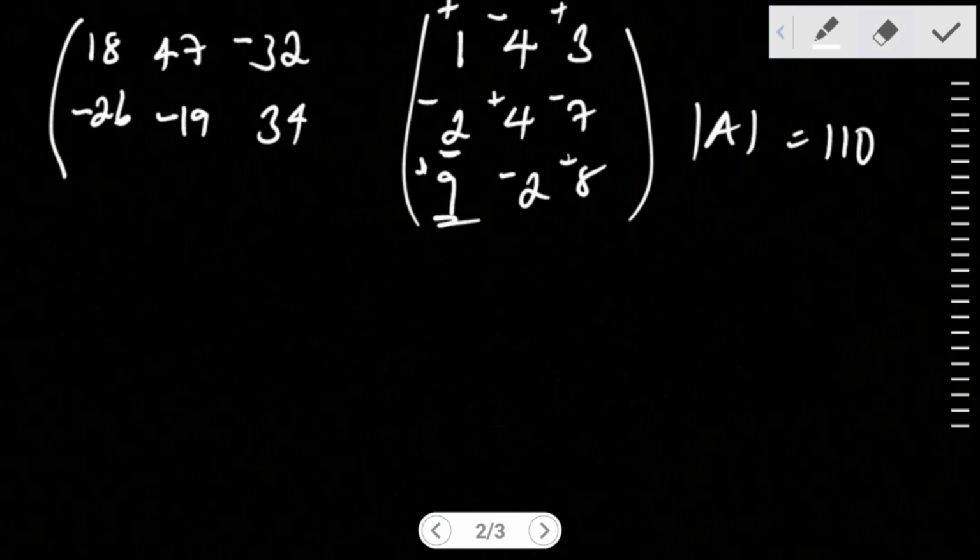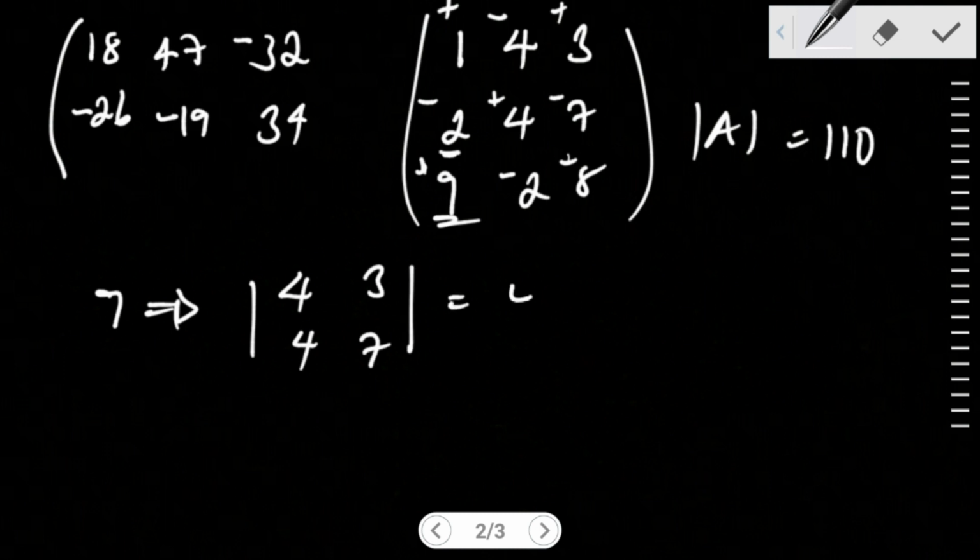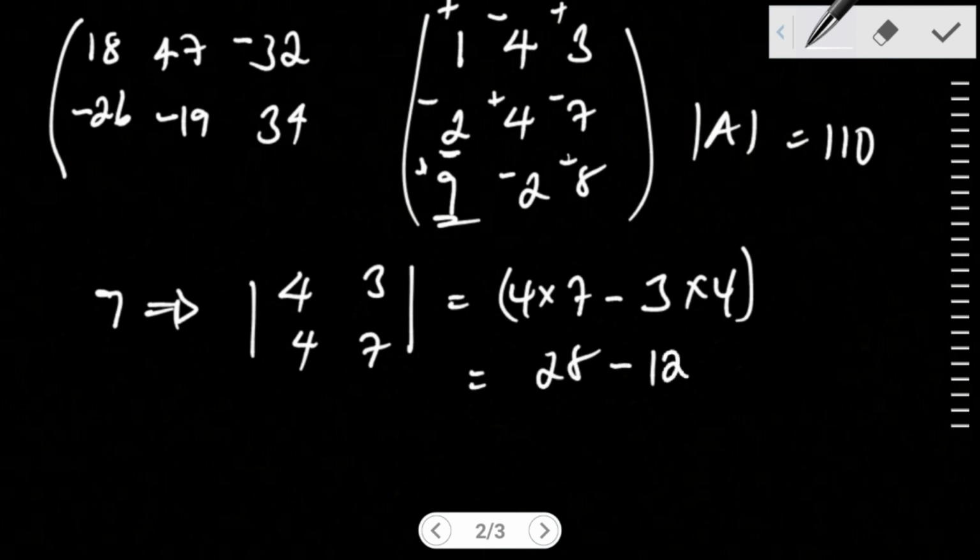Okay, now let's look for that of 9. For 9, we are going to have 4, 3, 4, 7. This is going to be 4 times 7 minus 3 times 4. And so this is going to be equal to 28 minus 12, which will be 16. Now the sign on 9 is positive, therefore this would be a 16 with its sign.